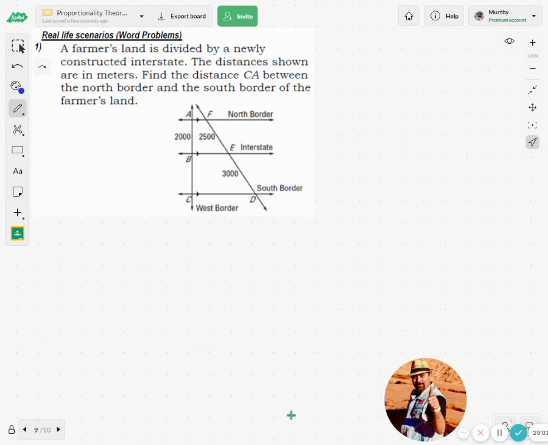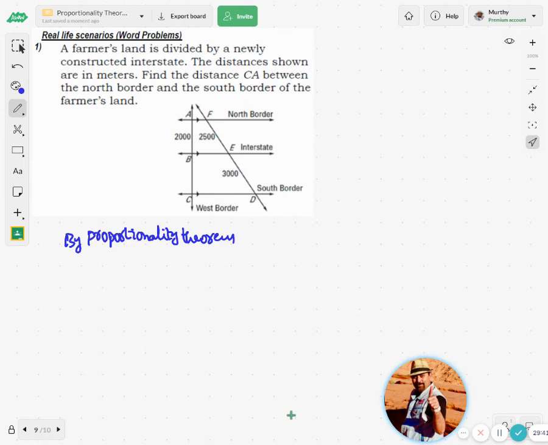Okay? Then let's go to the next one. Well, in real life scenarios, we use the proportionality. So here I'm taking an example. A farmer's land is divided by a newly constructed interstate. The distances shown are in meters. Find the distance CA. CA is this one between the north border and the south border of the farmer's land. So if I set up proportionality by proportionality theorem.